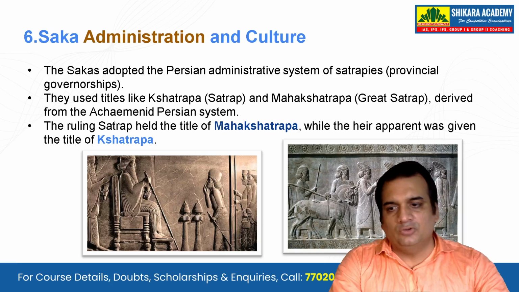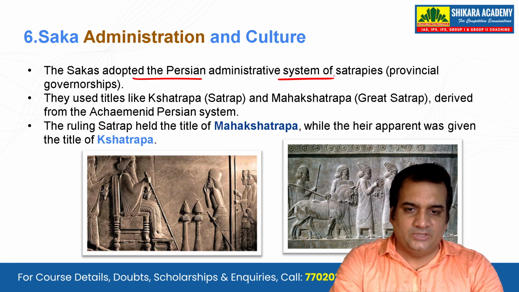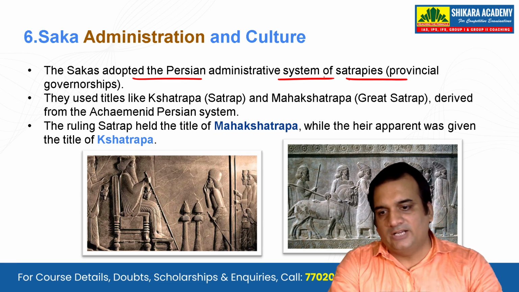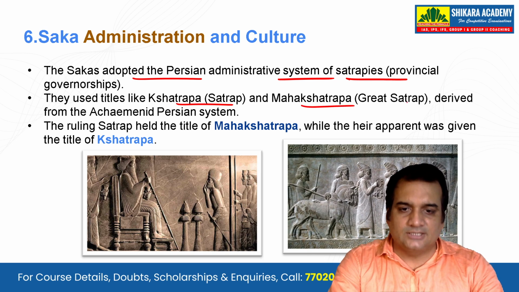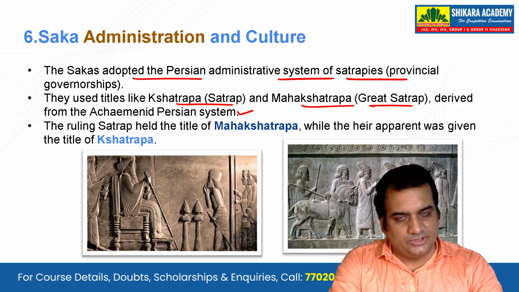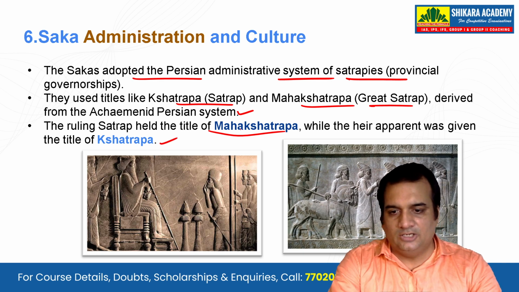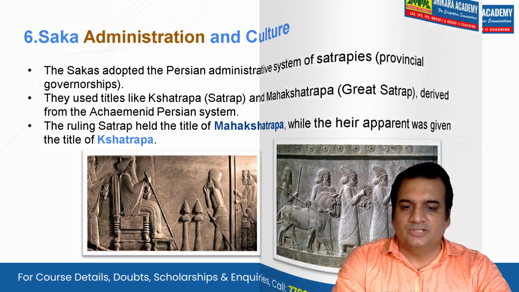When we talk about the Saka administration and culture, the Sakas adopted the Persian administrative system of the satrapies, provincial governorship, that we have already discussed. They used the title Chhatrapa, or the Satrap, and the Mahasatrap, that is the great satrap, derived from the Achaemenid Persian system. The ruling satraps held the title of Mahachhatrap, while the heir apparent was given the title of Chhatrap. So ruling means the king or the ruler were known as the Mahachhatrapa.